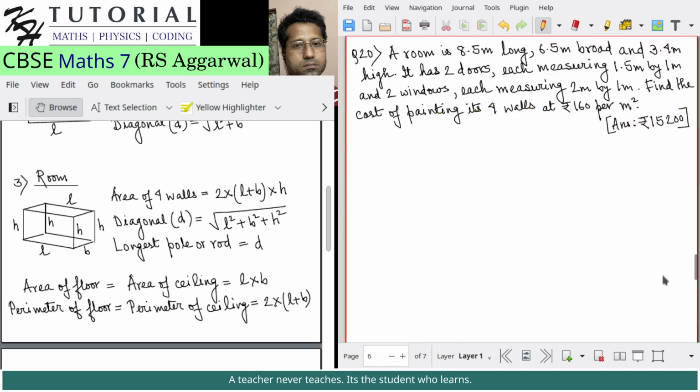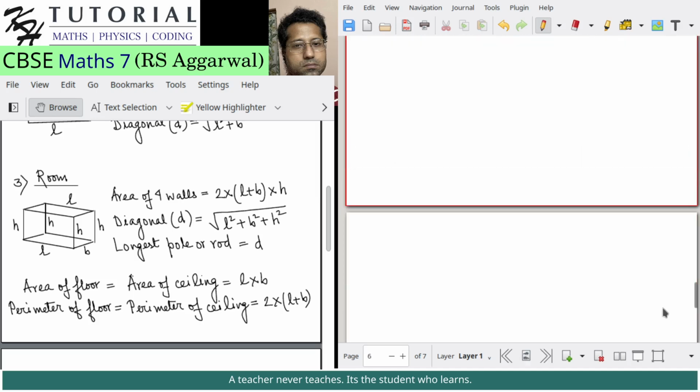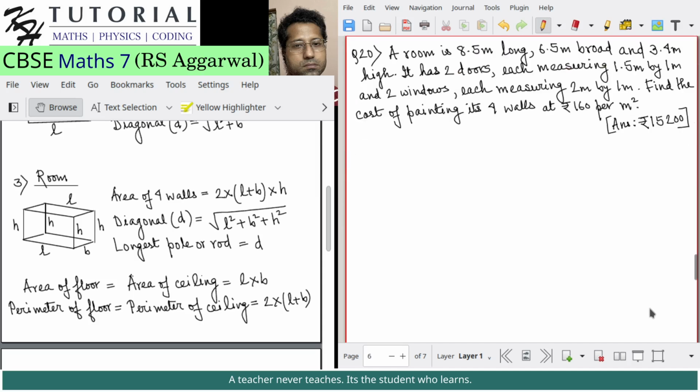So the area of the floor is 50 meter square. Okay, I think 20 is the last problem. Let's do the last problem, question number 20. A room is 8.5 meter long, 6.5 meter broad, and 3.4 meter high. Okay, so now the values are given in decimal. Length is 8.5 meter.